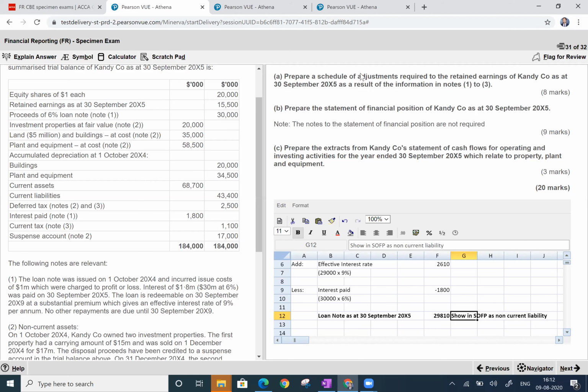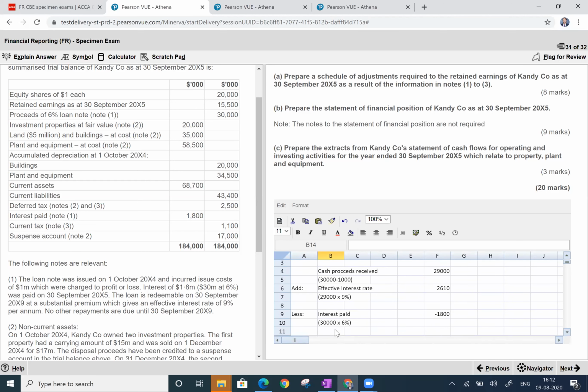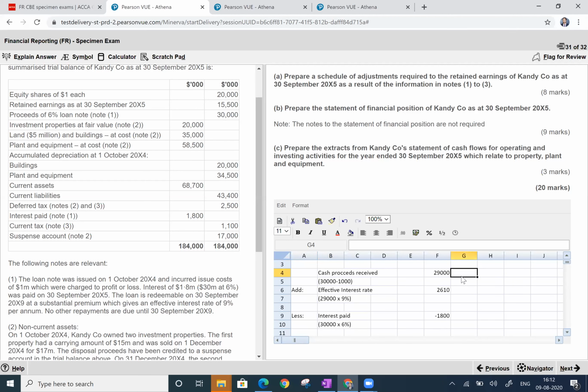So what are the adjustments required? Now I'm writing here, a few adjustments are required. Adjustment number one: what is adjustment number one? They have made a mistake here. They have charged 1 million to the profit and loss account. It is wrong. So what should you do? Tell me what you have to do. How will you correct this?